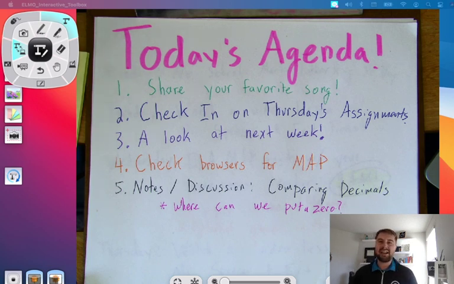Then we'll do a check-in on our assignments from Thursday, which was yesterday. Then we're going to take a look at next week. Then we'll check our browsers for MAP. We're taking the MAP test next week, so we want to make sure we're able to access the site. And then we'll take some notes and have a discussion on comparing decimals, as well as where we can put a 0. So we already did number 1, kind of in the middle of that.